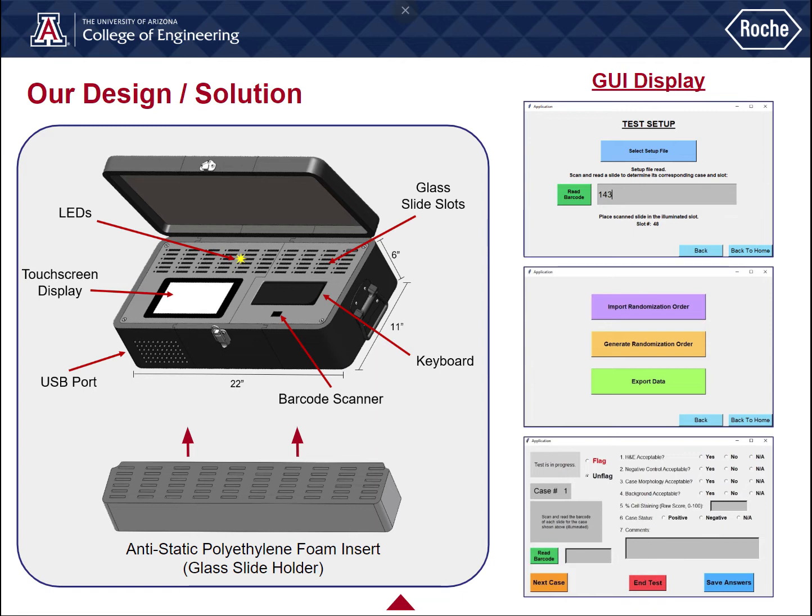The main testing page is shown in the bottom right corner. Here you can see that the pathologist is prompted to scan the slides of the illuminated case. The pathologist then has the option to select multiple answers, input comments, save their answers, or move on to the next case. Once finished with the test, the trainer can then go back into the setup pages and choose where they would like to export the testing data.